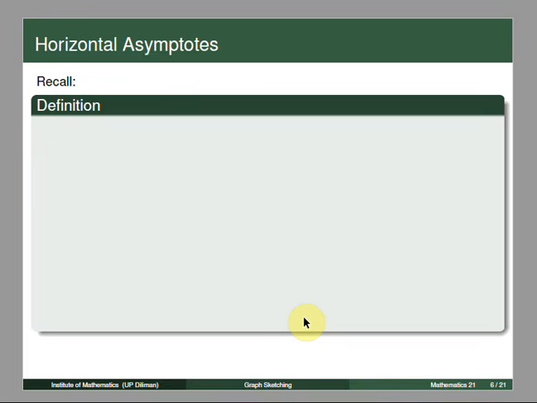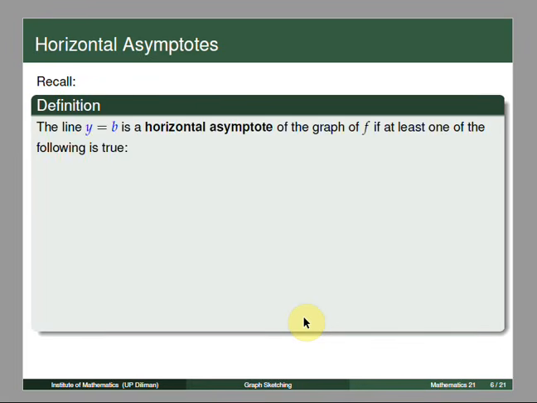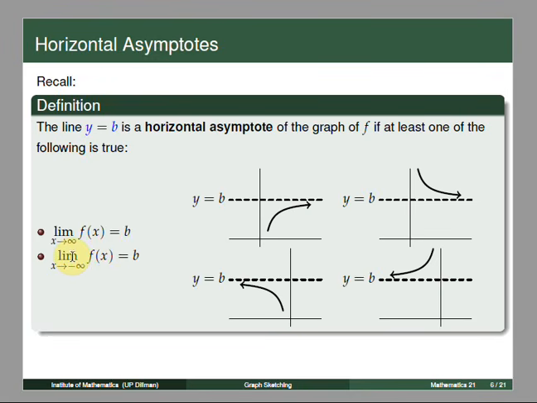Nice! Now let's revisit horizontal asymptotes. Let's recall the definition. The horizontal line y equals b is a horizontal asymptote of the graph of f if at least one of the following is true. So you actually just get limits at infinity. The limit of f of x as x approaches infinity, or the limit of f of x as x approaches negative infinity, should be equal to that b.